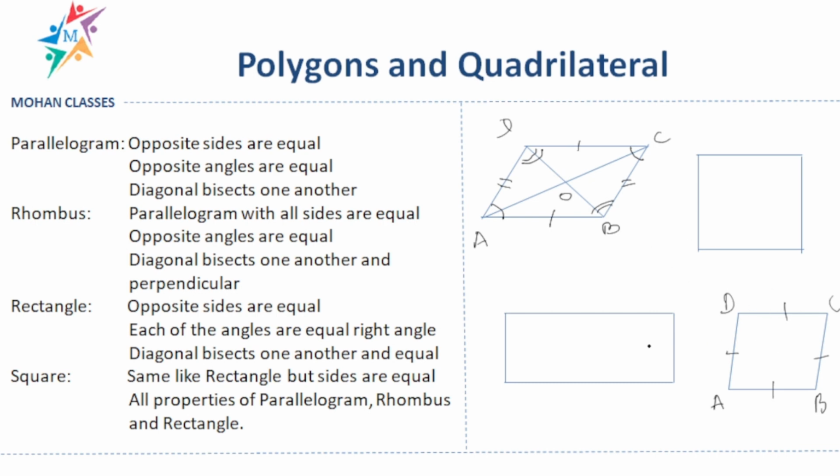Okay. So what about rectangle? In a rectangle, opposite sides are equal. Length is equal, similarly breadth is equal. Opposite sides are equal and the diagonals will be equal. So that means AC is equal to BD. The diagonals will be equal and they will intersect also.